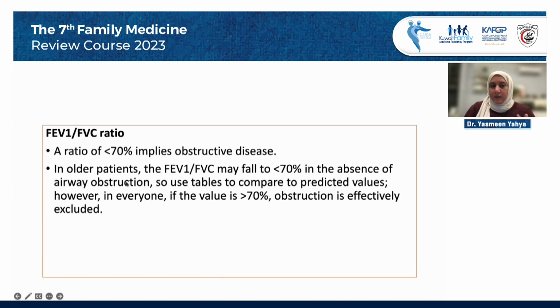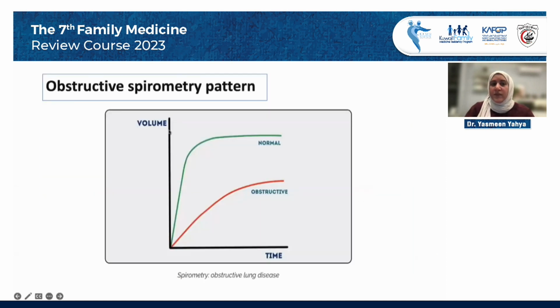Usually a ratio of less than 70% tells us that there's an obstructive disease, but just bear in mind that in the elderly, near 70% could be normal. In all cases, if you find the value of FEV1 over FVC above 70%, then you can rule out or exclude obstruction. So this is the pattern in the volume time loop.